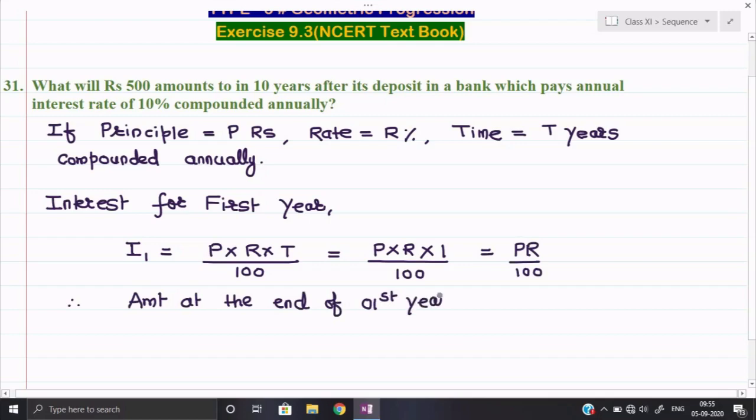After 1 year, what will be the amount? That will be principal plus interest. Whatever principal you have given, along with that you will get the interest. So the principal is P and the interest is PR upon 100. I can take P common from this. If I take P common, the remaining is 1 plus R upon 100. Now observe, this is the amount at the end of the first year.